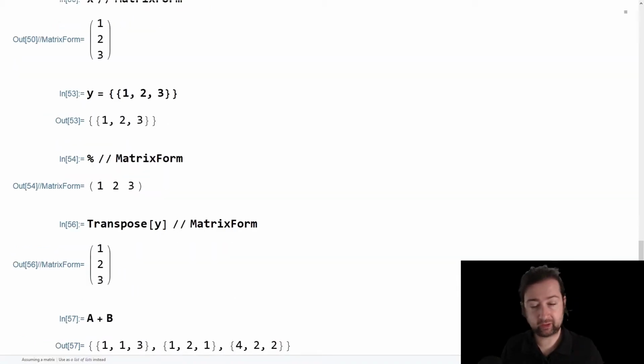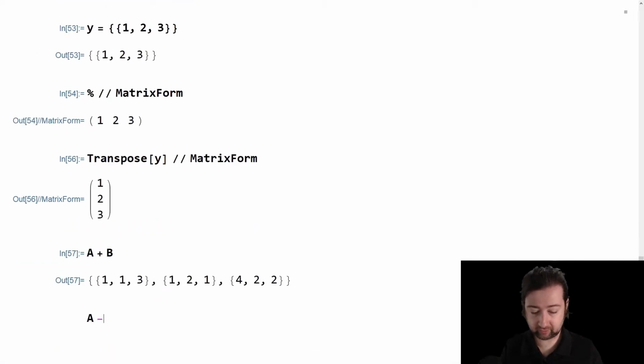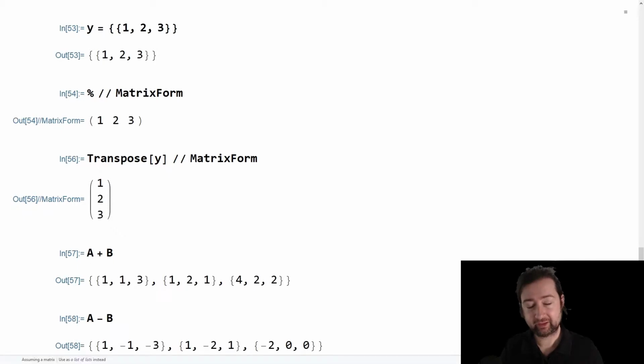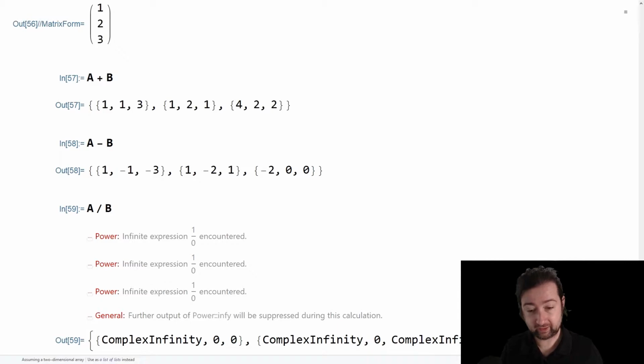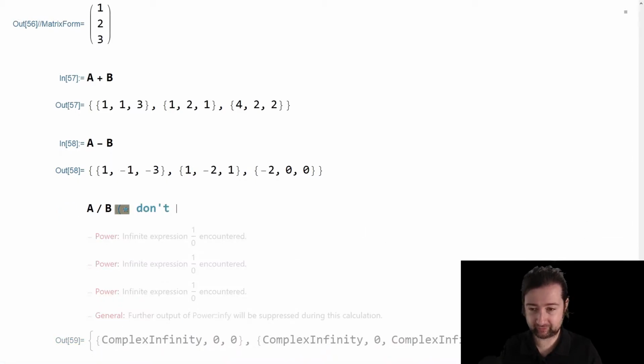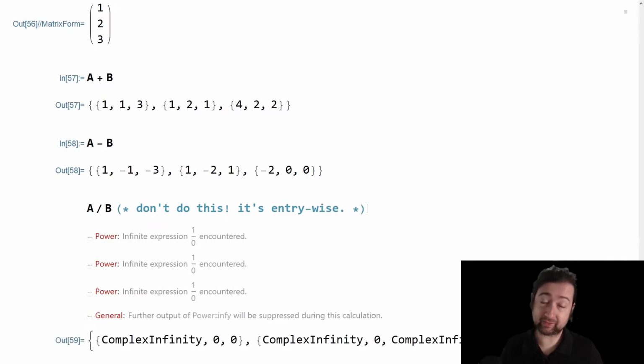All the rest of the algebraic operations work exactly the way we'd expect. We can take a plus b, we can take a minus b. You have to be careful here because Mathematica will actually let you do a divided by b. It's going to be angry here because the matrix has zeros all over it, but this is not a well-defined thing. So in general, don't do this. One, it's entry-wise. And two, division of matrices doesn't make sense.